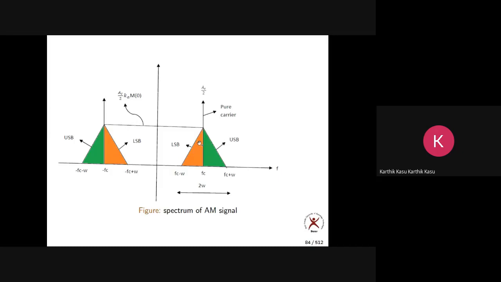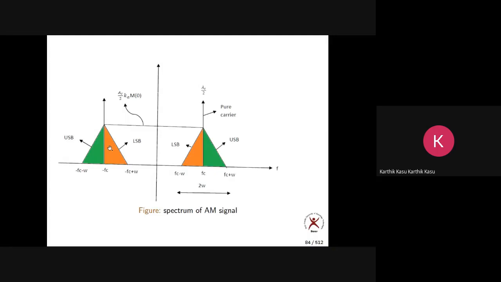So basically, they are called sidebands, but it is upper. What frequency is that now? FC to FC plus W. This is called lower sideband. This another right angle triangle is called lower sidebands. What frequency? So FC minus W to FC. Now, in the same way, you should have this side also.